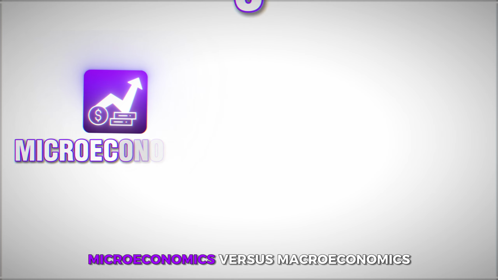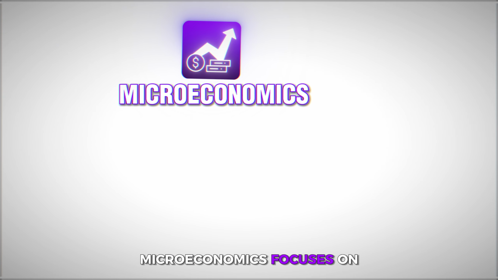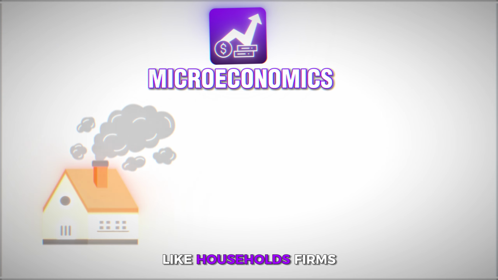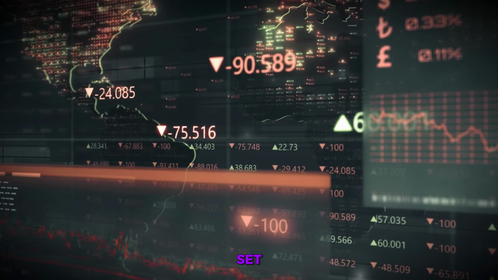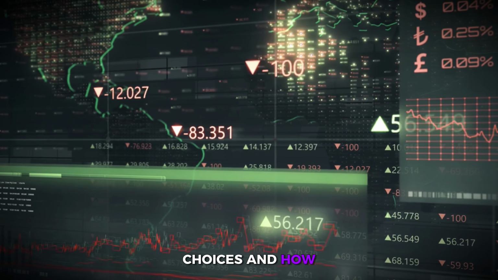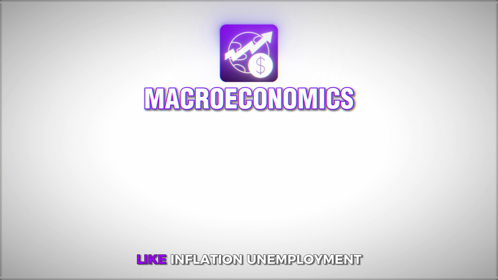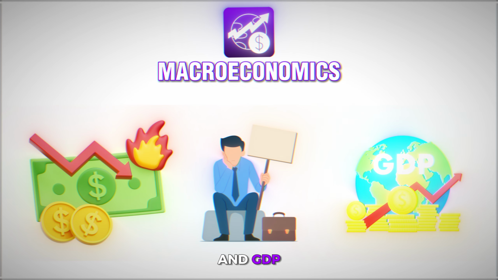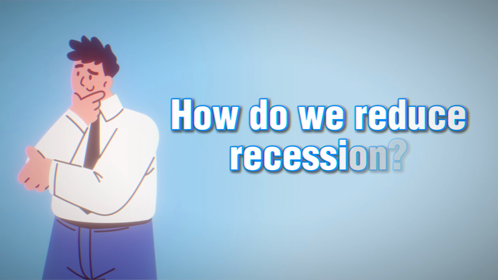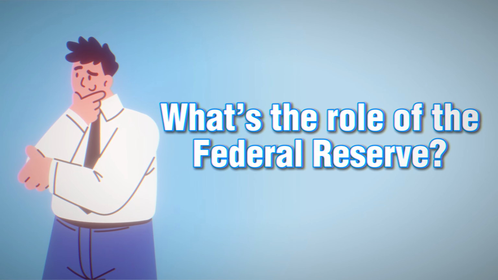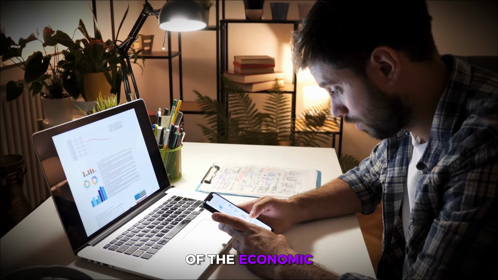3. Microeconomics versus macroeconomics. Microeconomics focuses on individual units, like households, firms, and markets. It looks at how prices are set, how consumers make choices, and how businesses compete. Macroeconomics deals with the economy as a whole, like inflation, unemployment, and GDP. It asks big-picture questions like, how do we reduce recession? What's the role of the Federal Reserve? Both fields use similar tools, but they zoom in on different levels of the economic system.